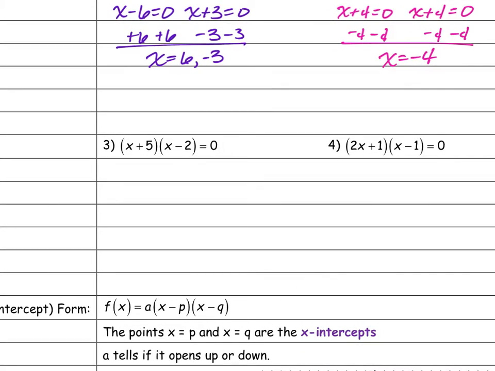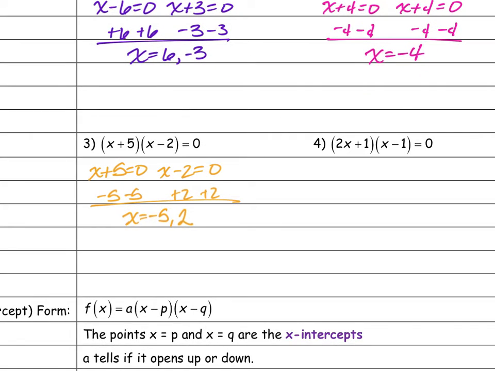And then we've got two things equaling 0, so one of them has to be 0. So x plus 5 equals 0, or x minus 2 equals 0. So I solve for x by subtracting 5 on this equation and adding 2 to both sides of the equal sign on that equation. So I get x equals negative 5 and positive 2. Awesome.